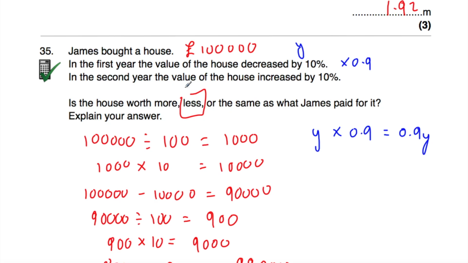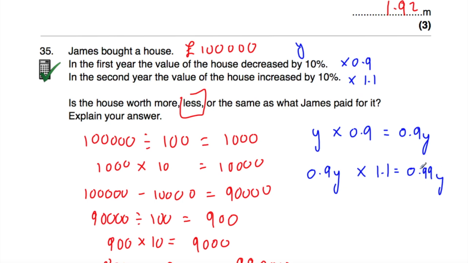And now it says in the second year, the value of the house increases by 10%. Now, to increase something by 10%, you then multiply by 1.1. If you multiply something by 1.1, it increases it by 10%. So if we've got 0.9y and we multiply that by 1.1, well, let's see what we get. That's a calculator question. 0.9 multiplied by 1.1, and that's equal to 0.99, and then put the y on, 0.99y. And as you'll notice here, if the value of the house to begin with is y, the final value after 2 years would be 0.99y.